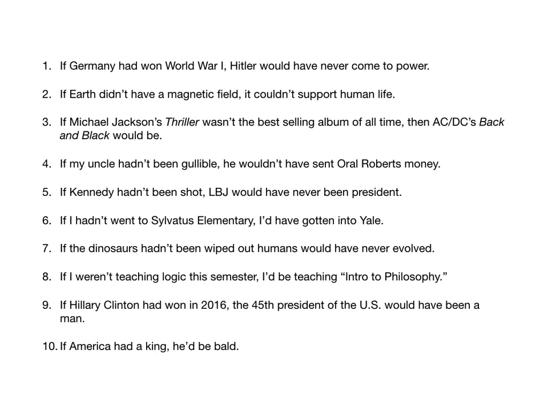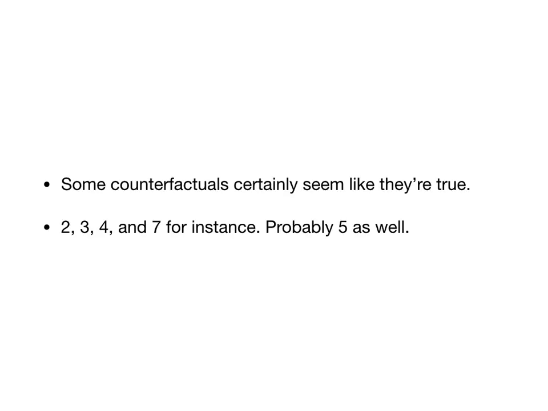Now, in each of these cases, the first part of the statement is false, right? By definition, the world isn't this way. We're talking about how things would be if the world were different. The thing is, some counterfactuals seem like they're true, and some definitely seem like they're false. Think about this: some counterfactuals clearly seem true, right? 2, 3, 4, and 7.